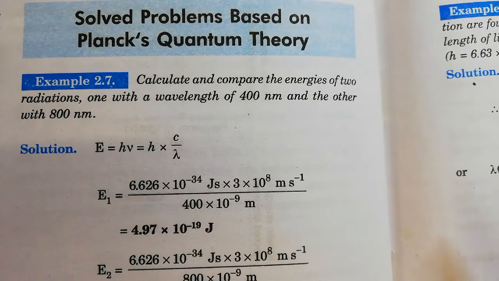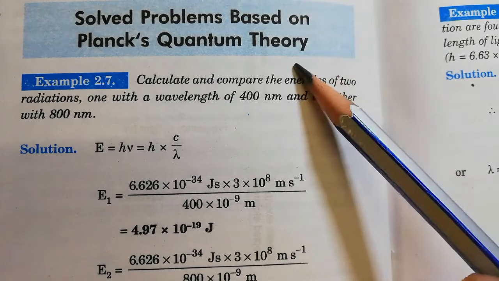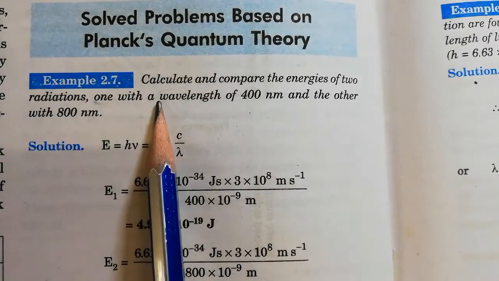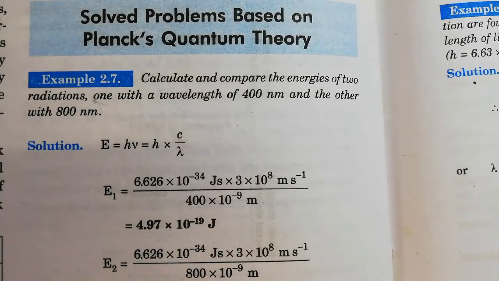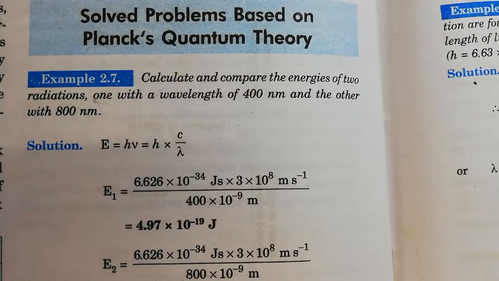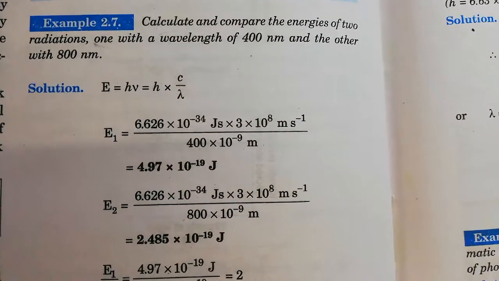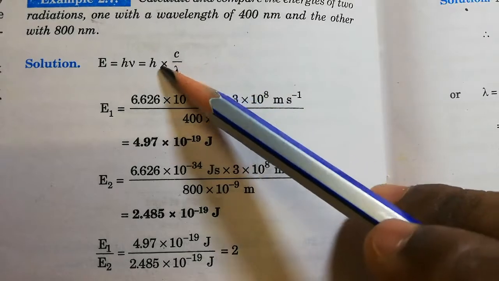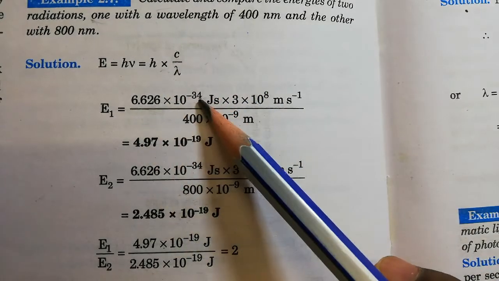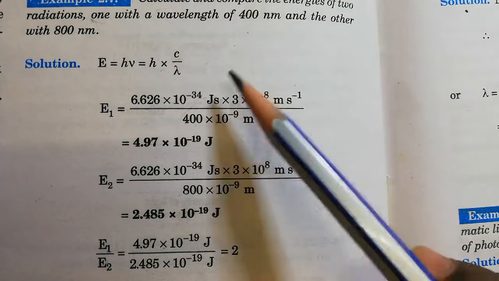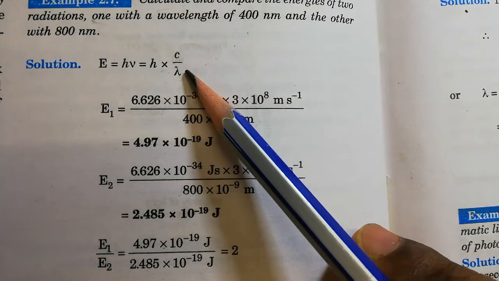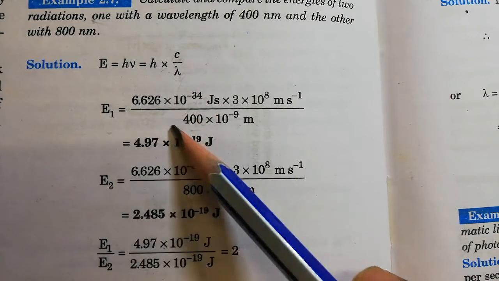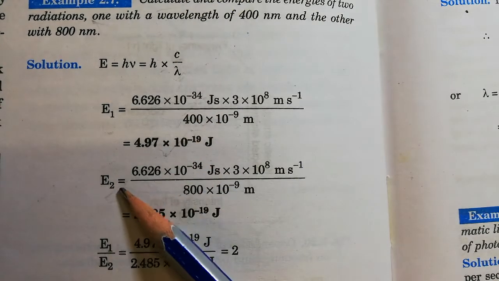Now let's study one or two numericals or problems based on Planck's quantum theory. Calculate and compare the energies of two radiations, one with wavelength 400 nanometer and the other 800 nanometer. Two radiations are there and we have to compare their energy. Let's see how to do it. E equals h nu. H is the Planck's constant, whose value is known to us, and c is the speed of light, and only the value of lambda, in the case of the first one, is 400 nanometer, that is 400 into 10 to the power minus 9 meter. That is E1. Similarly you can find E2 and then take the ratio.